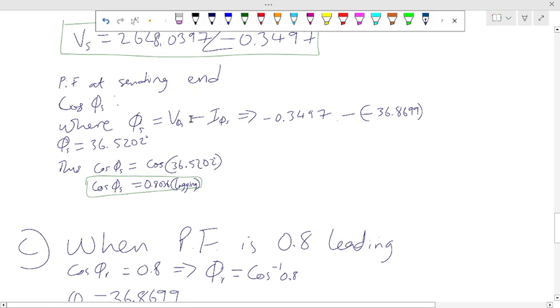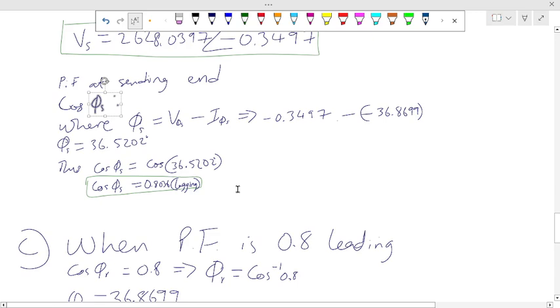For the power factor at the sending end, of course, we first calculate what phi s is, and that's the phase angle of the sending end voltage minus the phase angle of the sending end current, and that will give you this. Now you can take the cosine of this, which will result in 0.8036 lagging. Why? Because the phase angle of the receiving end current is less than the phase angle of the sending end voltage. Okay? So that's the B part.